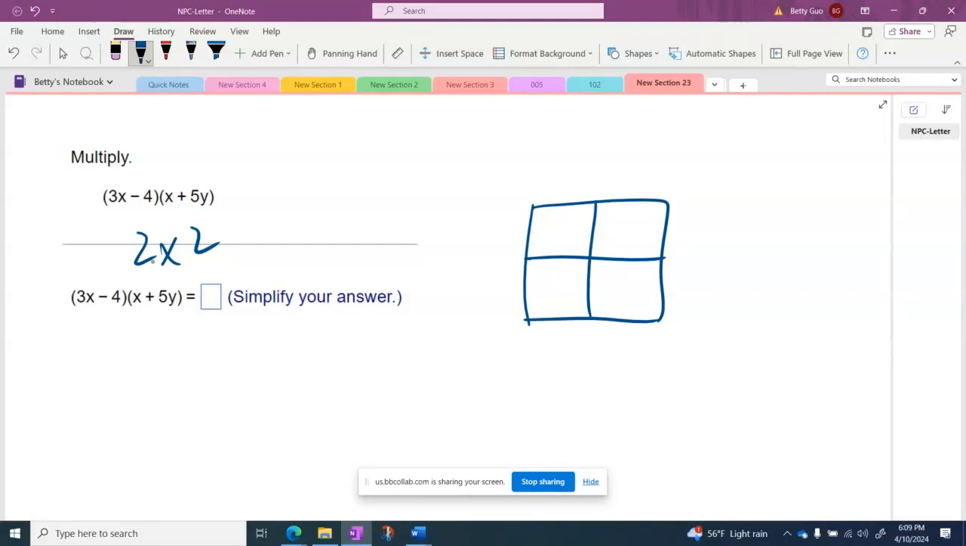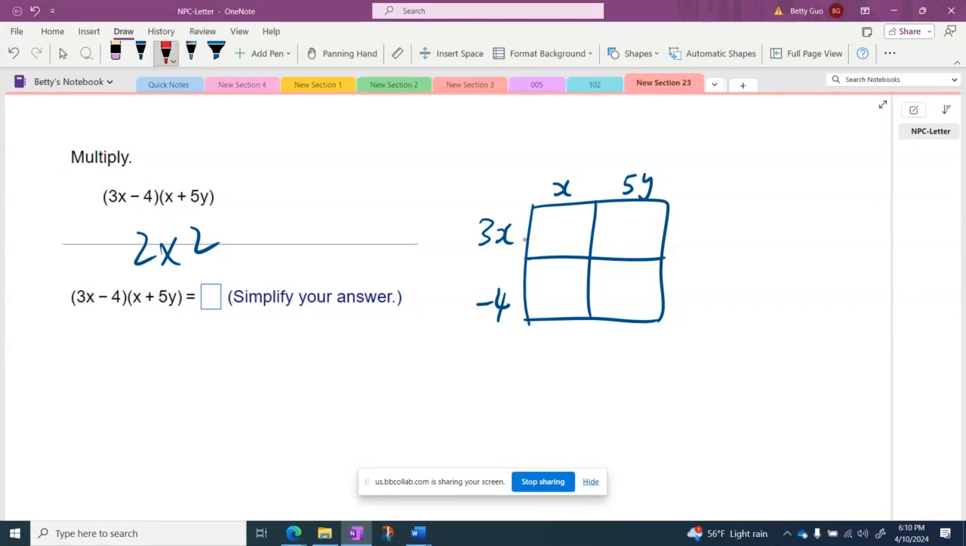And I'm going to place one binomial to the side of the box. 3x minus 4, the first term is 3x, the second term is -4. Be careful with the sign. -4, the negative sign is a part of the term. And the second binomial, x plus 5y, we are going to place that on top of the box. And now let's multiply the corresponding terms to fill in the 4 blanks in the box.